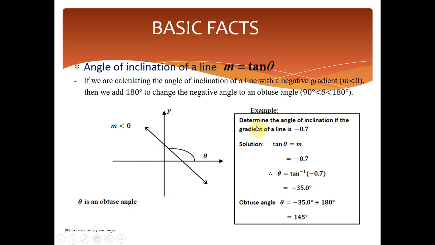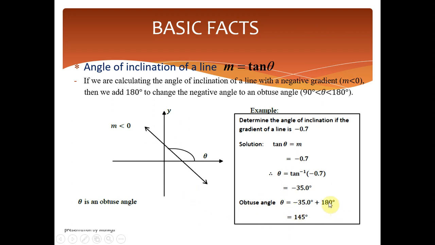An example: determine the angle of inclination if the gradient of a line is negative 0,7. Solution: tan theta is equal to m. Our gradient is negative 0,7. Theta is equal to the second function of tan of negative 0,7. The angle that we get is negative 35,0 degrees. So we are going to add 180 degrees to make it obtuse. Obtuse angle theta is going to be equal to negative 35 plus 180, we get 145.